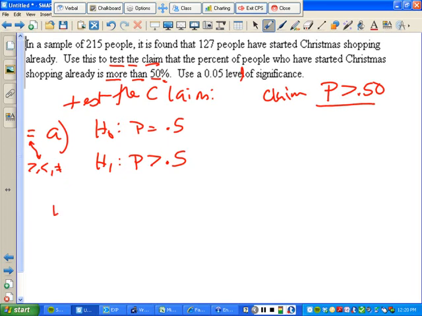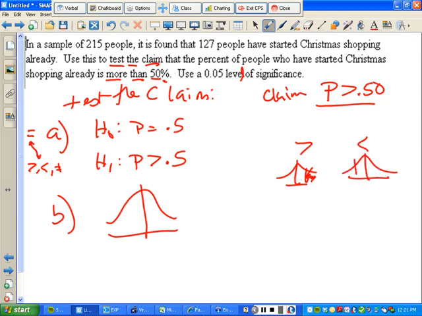Okay. Part B. Are we going to do a left tail, right tail, or a two-tail test? We're going to do a right tail. How do you know? Because it's greater than. Remember for part B, if H1 is greater than, we do a right tail test. If H1 is less than, we'll do a left tail test. And if H1 is not equal to, we will do a two-tail test. Okay? So that's how you'll tell which one you're supposed to use based on what the symbol is.